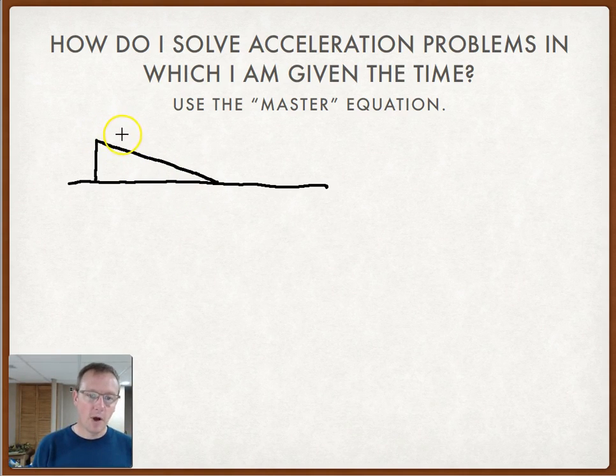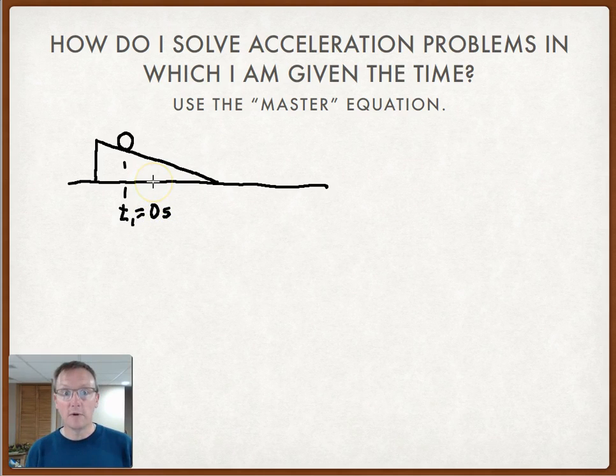And on this ramp is a ball. And the ball, the first time it's observed, happens to be right there. So the first time it's observed, you might remember, we're going to go ahead and signify with a t sub 1, and we're going to call that time equals 0 seconds. That's the moment that we start to observe it.